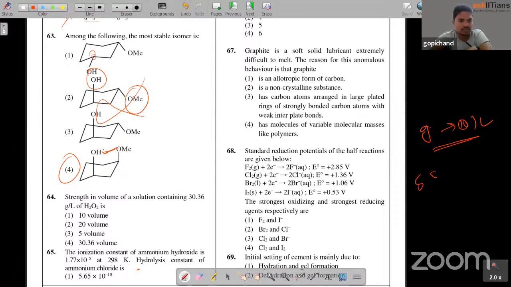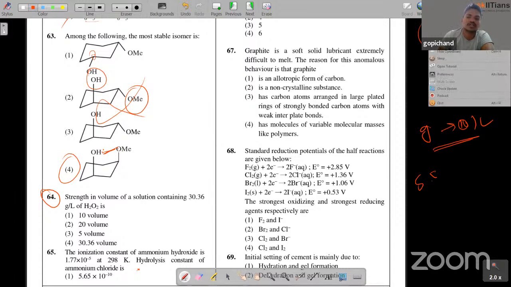This question will keep us hold. We will need to check. There is one formula for that. 5.6 something it was there. Okay, and another one is volume strength is equal to 11.2 into molarity. Volume strength is equal to 11.2 into molarity. This is another equation which is really important.